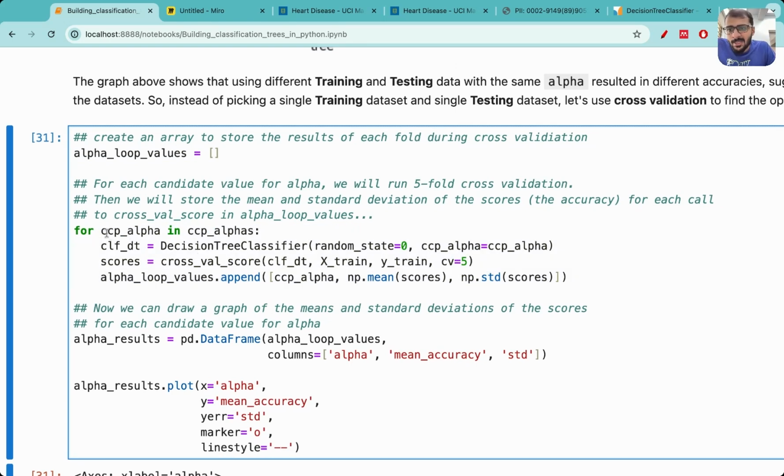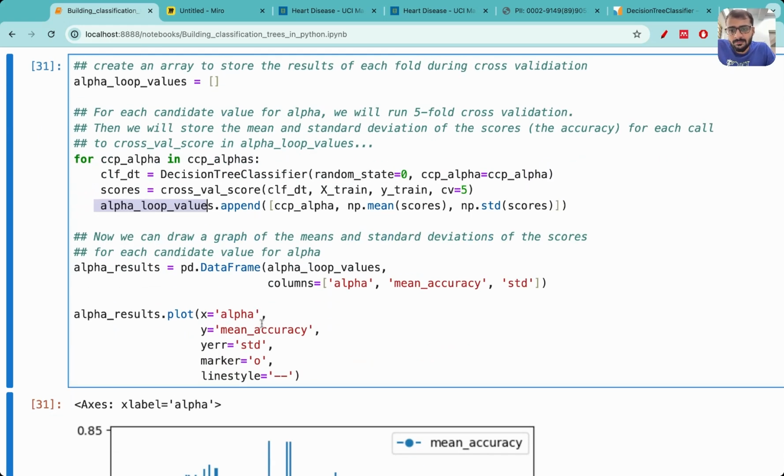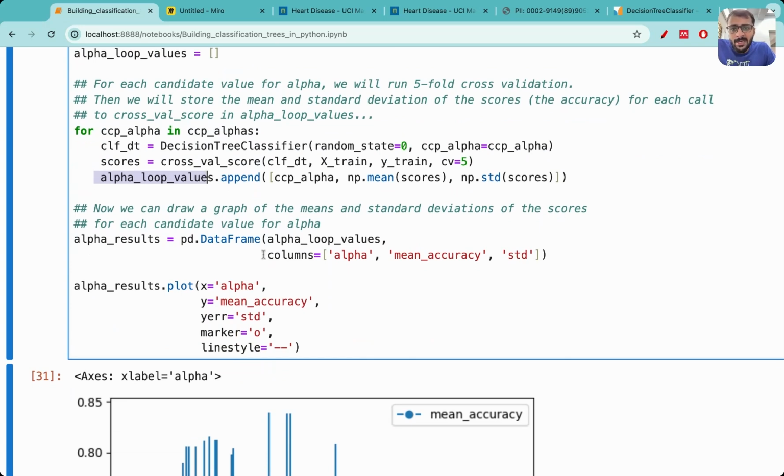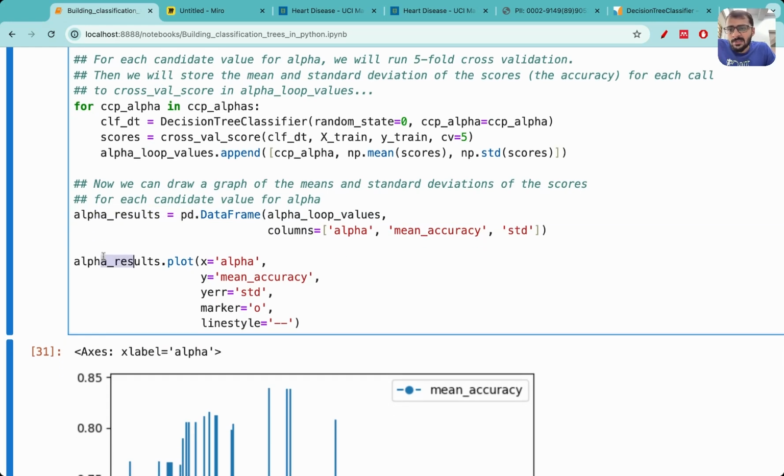So what we are doing is that we first choose a value of alpha in CCP alphas. We construct the decision tree. Then we do the cross validation. We use this function which is called cross val score from scikit-learn, and we store the validation accuracy in this alpha loop values. What we then do after this is convert this alpha loop values into alpha results, and out of this alpha results we are just going to plot the mean accuracy.